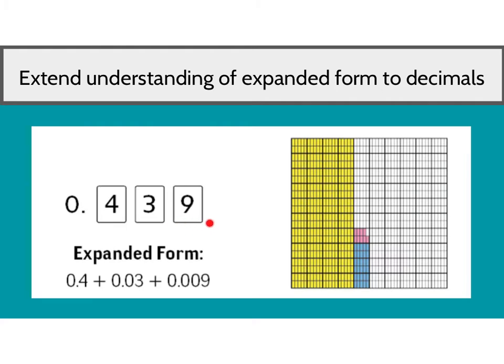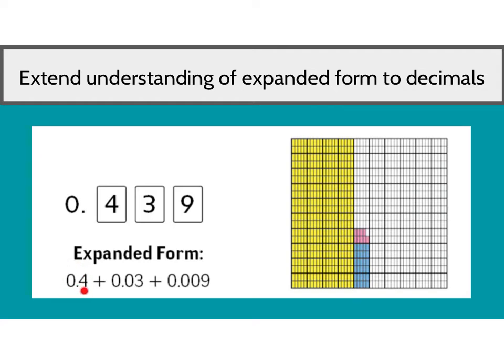Then we're going to come back over here. We have a 9 in the thousandths place. We're going to shade those teeny tiny little rectangles there, 9 of them, to represent that thousandths. So if we were going to write this decimal in expanded form, as we do with whole numbers, we're going to take it apart. We're going to look at the 4. The 4 is worth 4/10. So down here in my equation for my expanded form, I'm going to write 0 and 4/10.